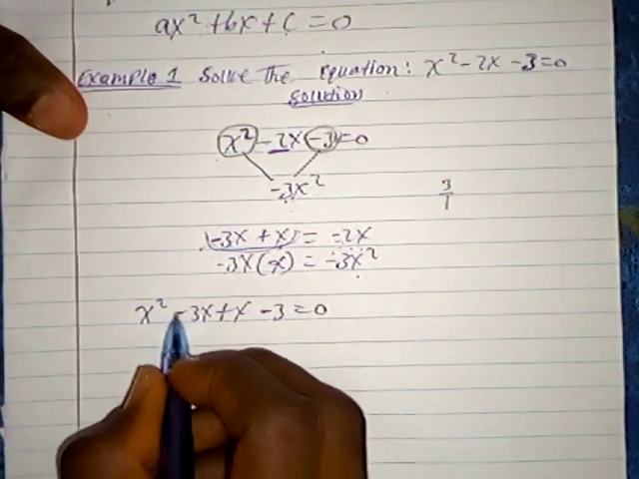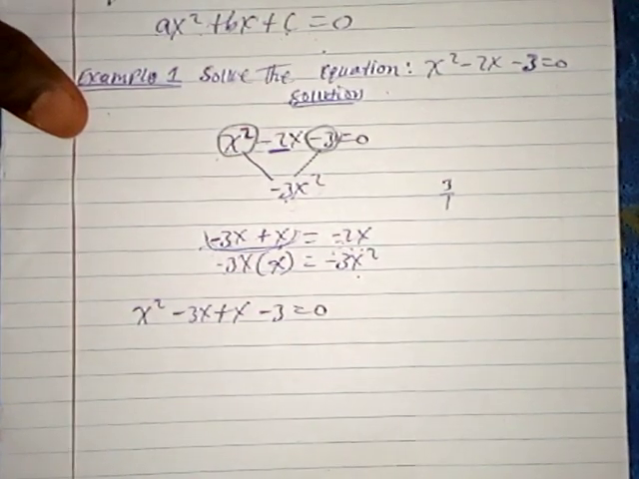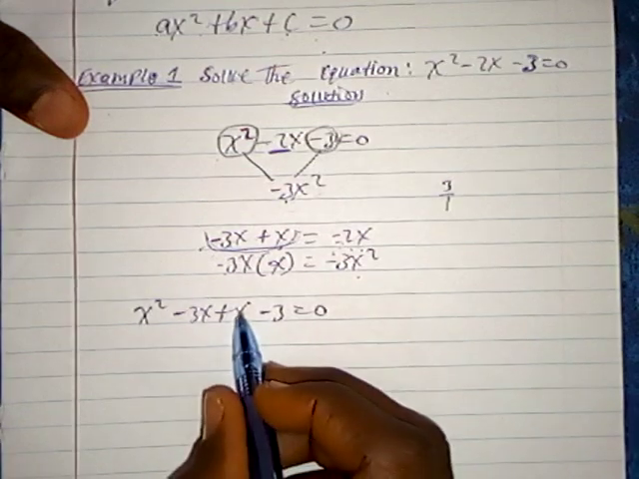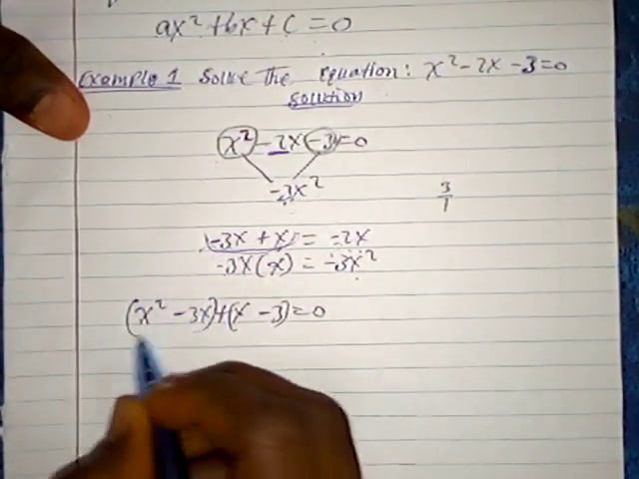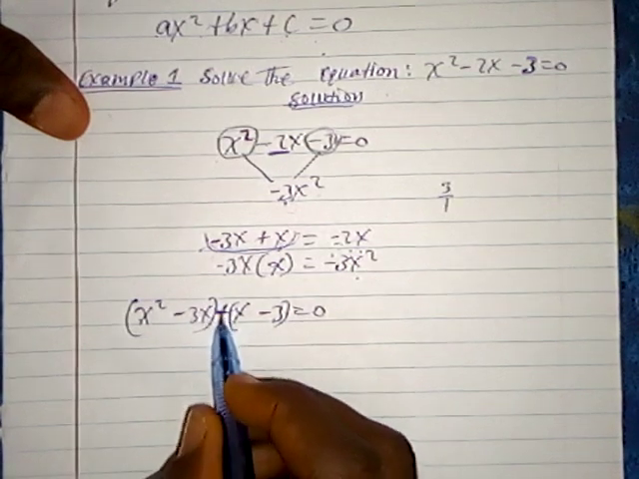Our next step here is what? We group them by term, 2 terms. The first term and the second term, we group. You see? And there must be a sign between the 2 brackets.